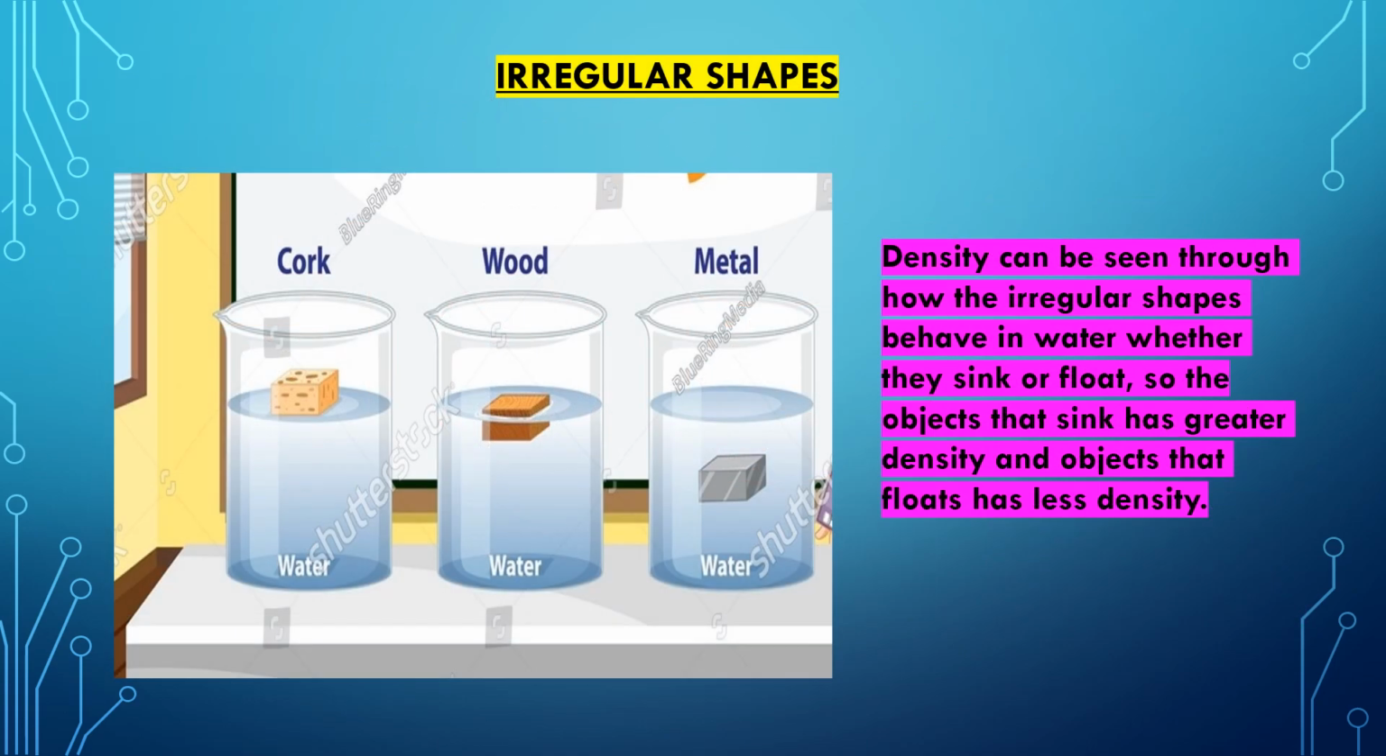Yes, so here is another diagram of irregular shapes. As you can see, there is a cork, a wood, and a metal in a beaker there. Density can be seen through how the irregular shapes behave in water, whether they sink or float. So the objects that sink have greater density and objects that float have less density.